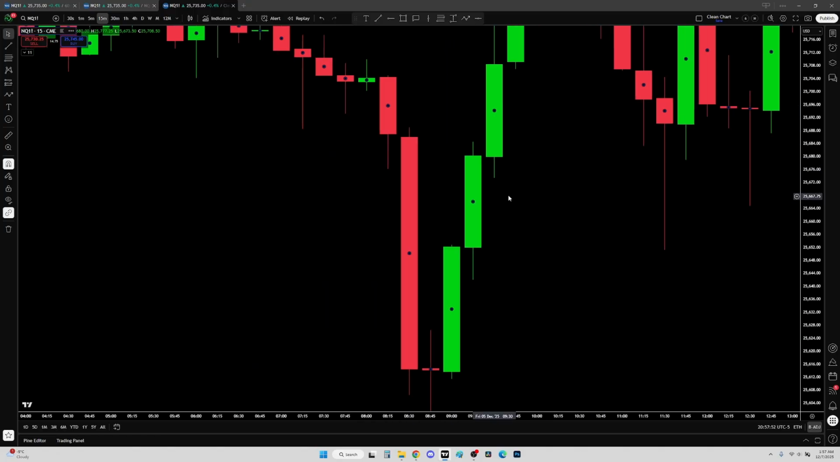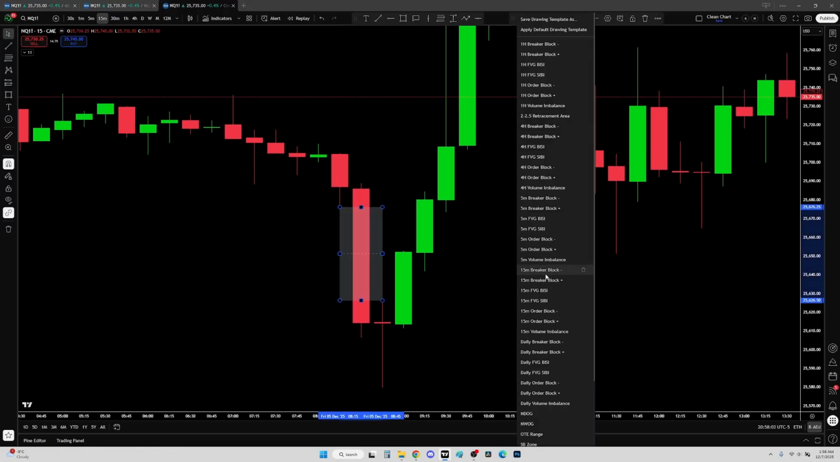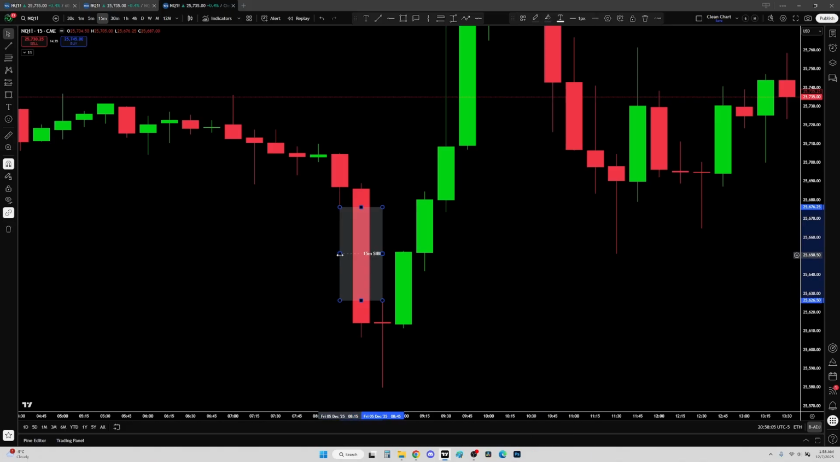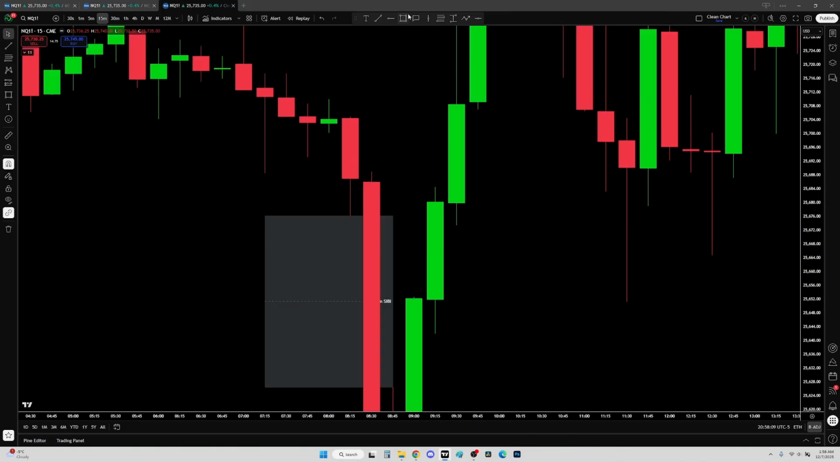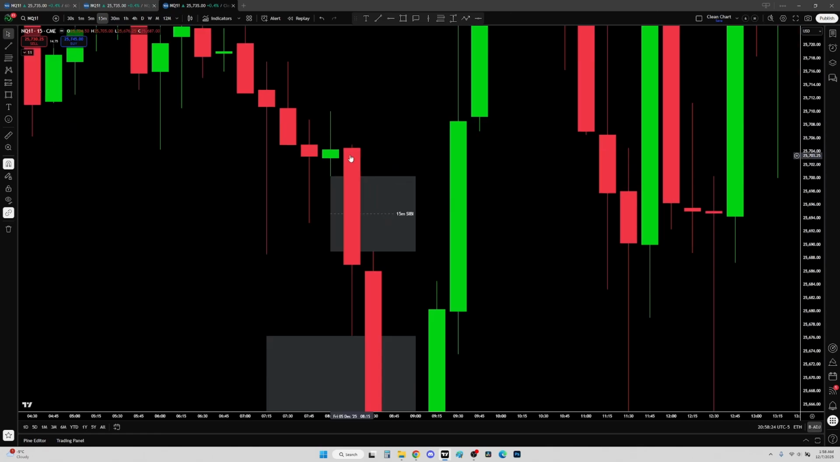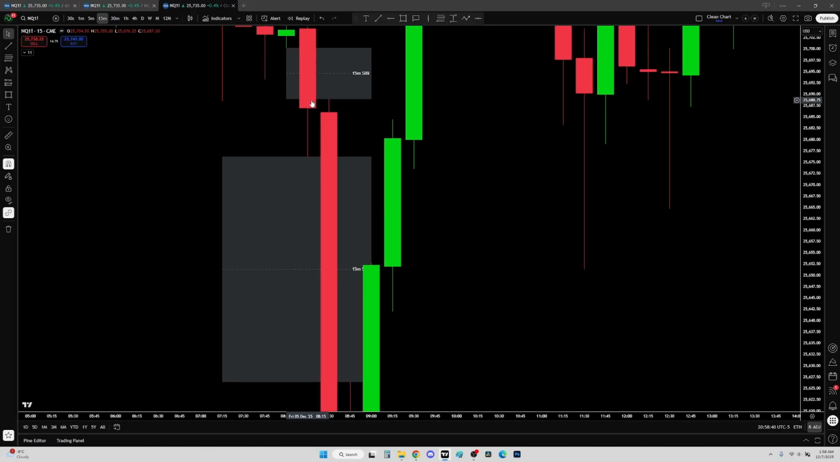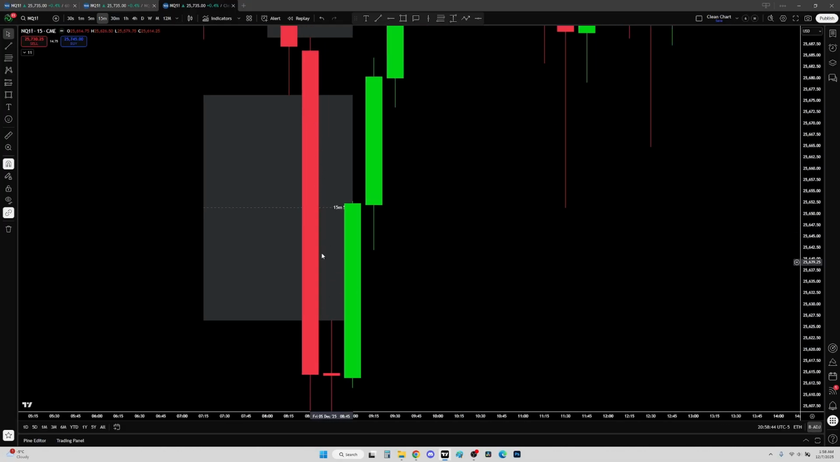The same thing can be said for a fair value gap to the downside. This is a 15-minute fair value gap in the form of a SIBI. And then this is one here as well. There you go. First candle, second candle displaces down. Third candle closes, forms the gap. Same thing here. Candle 1, candle 2, candle 3. That's the gap there.